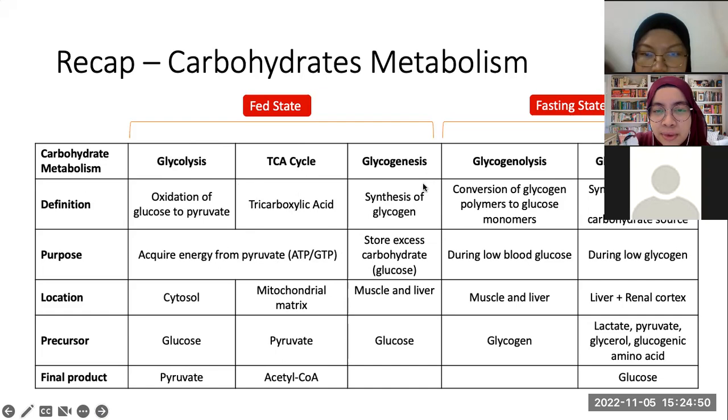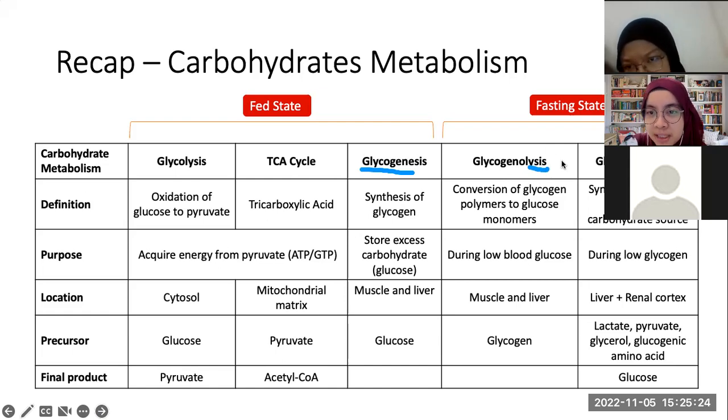And then we have glycogenesis. Genesis means to create or to synthesize, to produce something new. What is it producing? Glycogen. So that's why the definition is synthesis of glycogen. Same goes for glycogenolysis. This one has lysis, so it means something has to be broken down. What is it breaking down? Glycogen. So it is the conversion of glycogen.